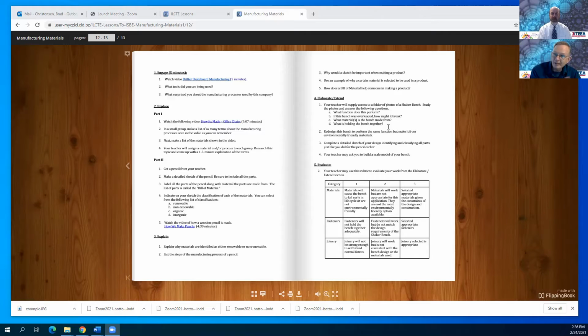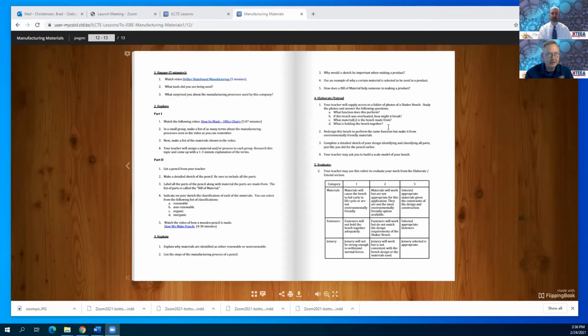So to do that, they have to understand what the design parameters are. They're going to redesign it so it keeps the same function, but so that it is more environmentally friendly. So we're using materials that are more locally sourced. We're using finishes that are less toxic, things like that.